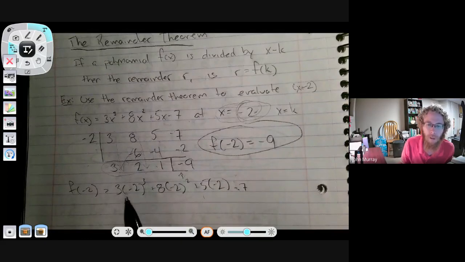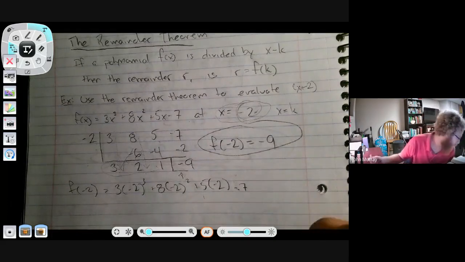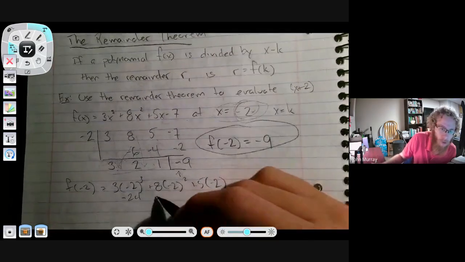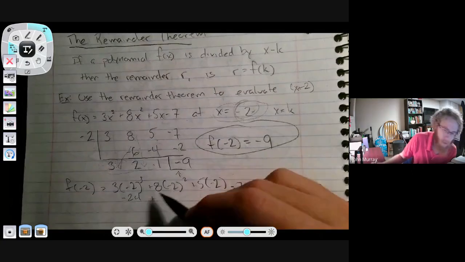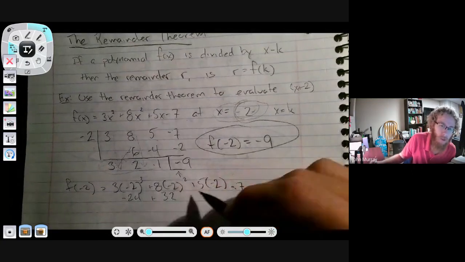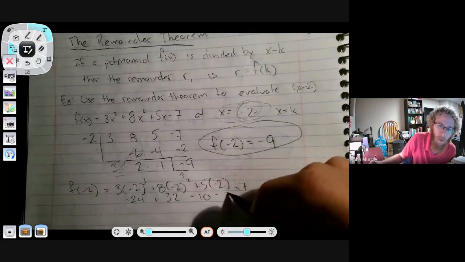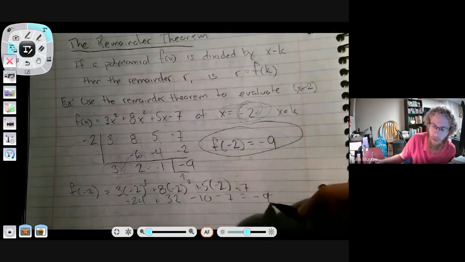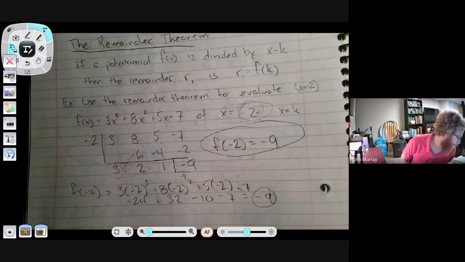You have to be careful because a negative to the third stays negative, but a negative squared becomes positive. So you might mess up somewhere with the signs, okay? But here we get -24. Here we get a positive 32. Here we get -10 minus 7, right? And we add and subtract all those together, and we do get, in fact, our -9.